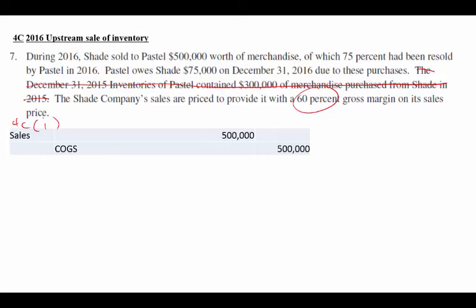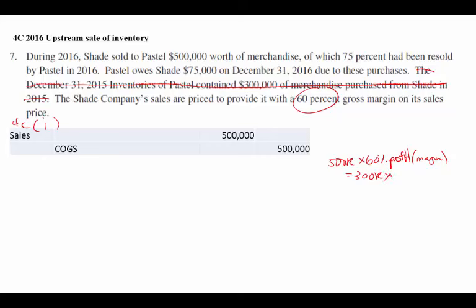So we know that Shade earned 60% gross margin on its sales. The easiest way is to take the total value of the sales and figure out the total profit on the sales, and then we can figure out the unrealized portion. So we had $500,000 in sales, and we know that 60% of that is profit or margin, which tells me that $300,000 of that sale was profit, not the original cost of the goods.